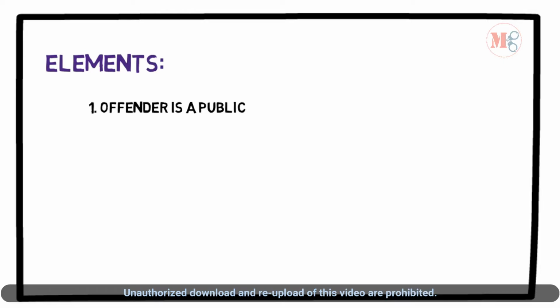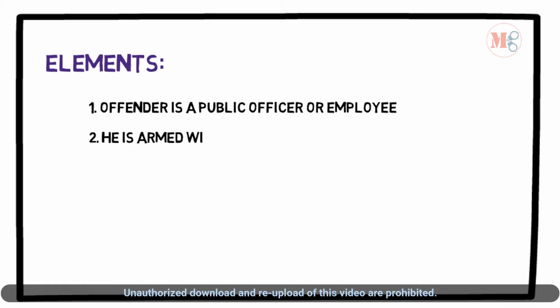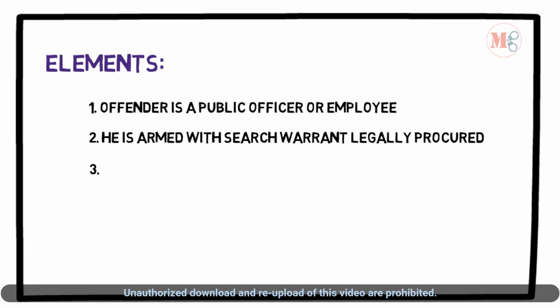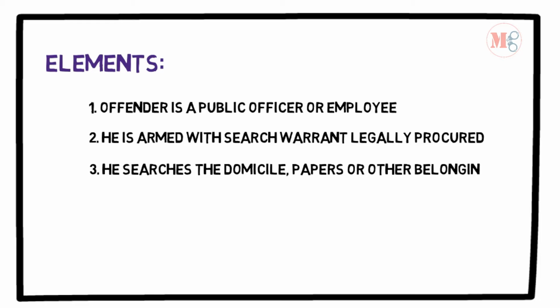From Article 130, we can now enumerate the elements of the crime. To wit, first, offender is a public officer or employee. Second, he is armed with search warrant legally procured. Third, he searches the domicile, papers, or other belongings of any person.